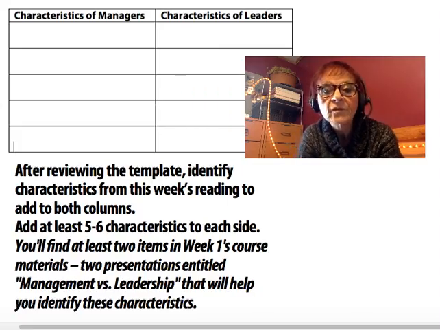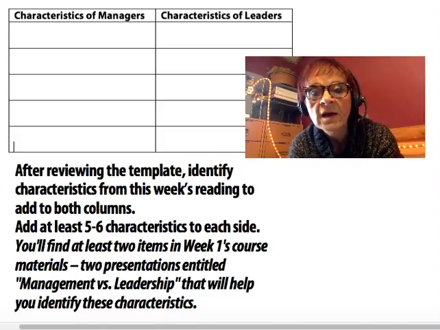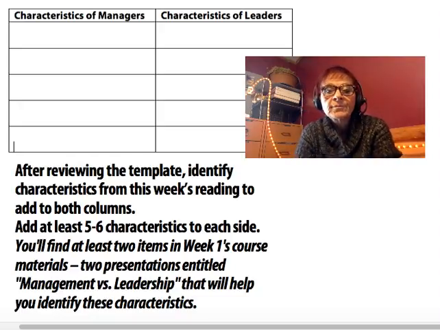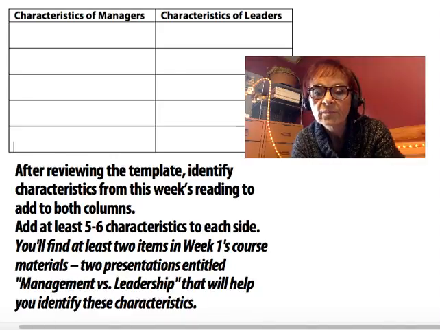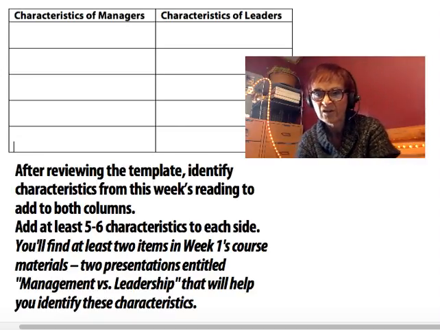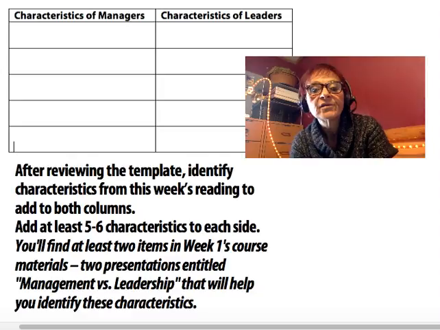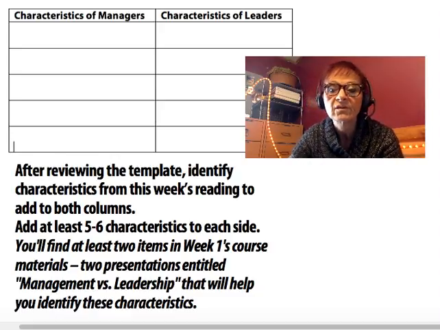Anyway, so that's what the table looks like. It has a column for characteristics of managers and characteristics of leaders. And so after you review the template, you need to identify characteristics from this week's reading to add to both columns. And you should add at least 5 to 6 characteristics to each side. And you'll find those characteristics actually back in the week 1 course materials. There are 2 presentations titled Management versus Leadership that will help you identify these characteristics.